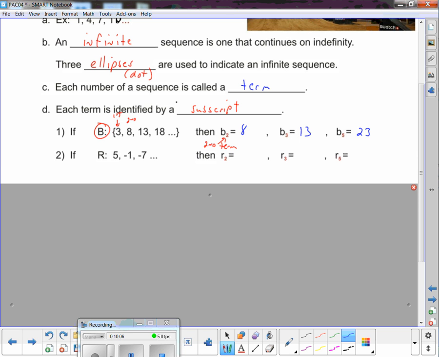All right, so why don't you guys fill in R sub 2, R sub 3, and R sub 5. All right, so Raf's question was, does the sequence always have to start with a positive number? No, it doesn't have to.